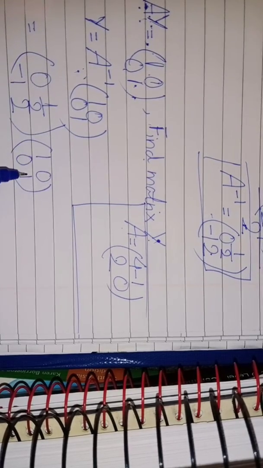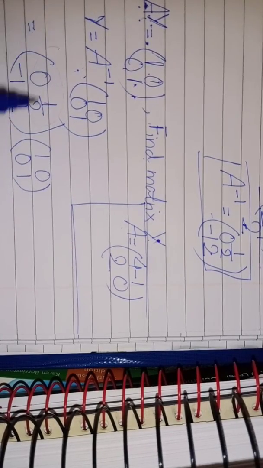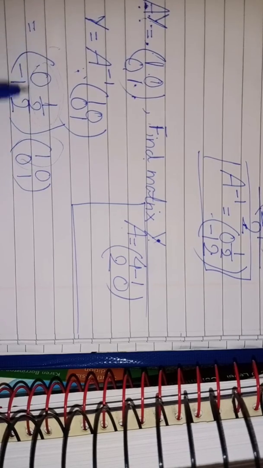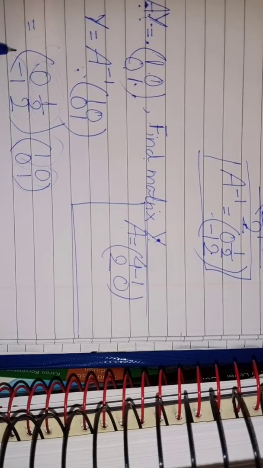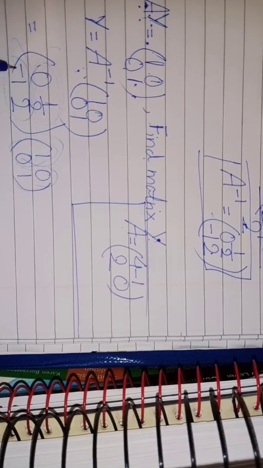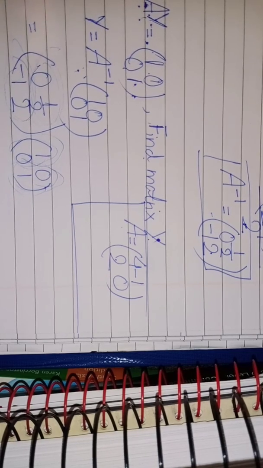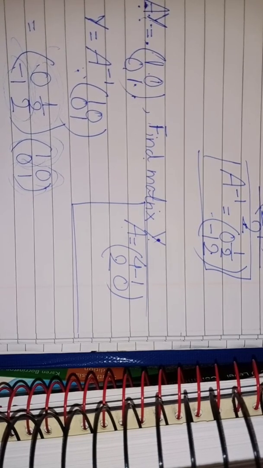Now I need to simply multiply these columns with these rows. These columns, then with these rows, then these columns with these rows, and these columns with these rows. And we'll get our answer, whatever that might be.